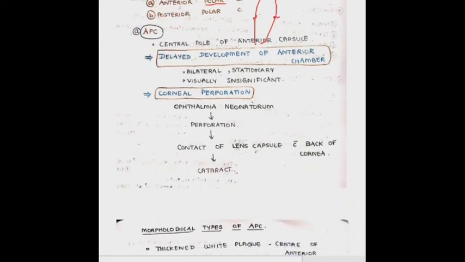Then anterior polar cataract. It is the center pole of the anterior capsule. Any opacity which occurs in this region leads to anterior polar cataract. The main causes of anterior polar cataract include delayed development of the anterior chamber and corneal perforation. Delayed development of the anterior chamber refers to the anterior chamber, which is present between the cornea and the iris.